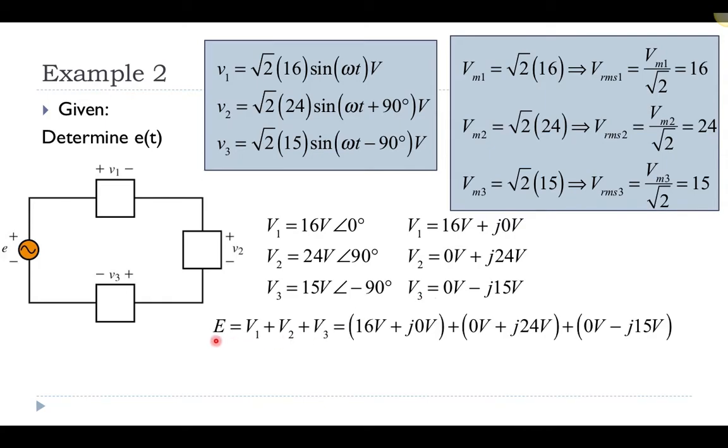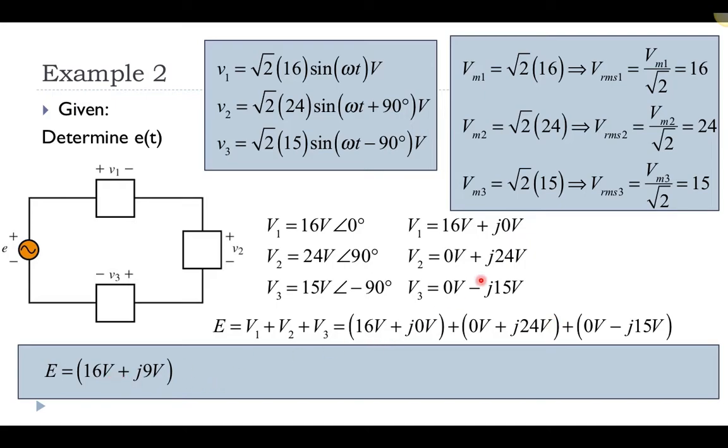So I can determine the voltage of the source by adding the voltages together according to Kirchhoff's voltage law. I have a drop, another drop, and then a rise. So if I add those values together in rectangular form in terms of complex numbers, I end up getting that the real part adding these together is 16, and the imaginary part, 24 minus 15, is a positive 9.